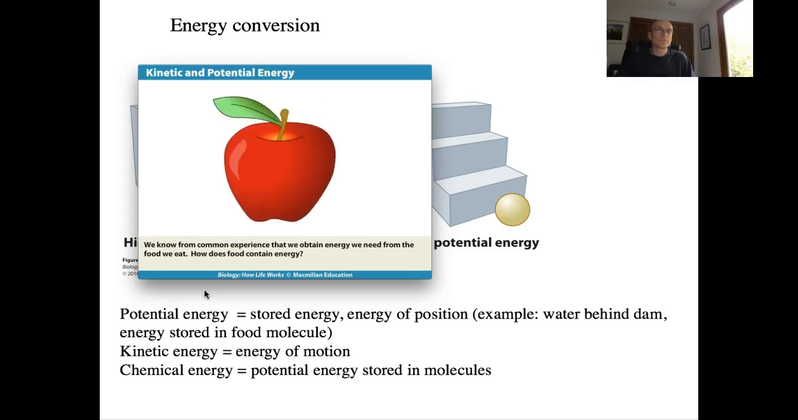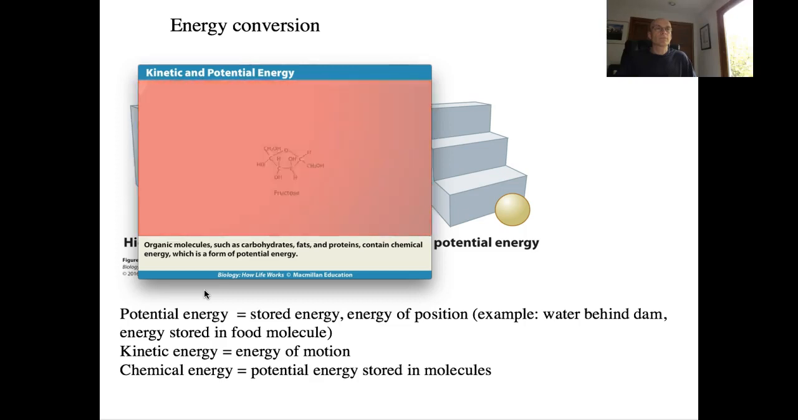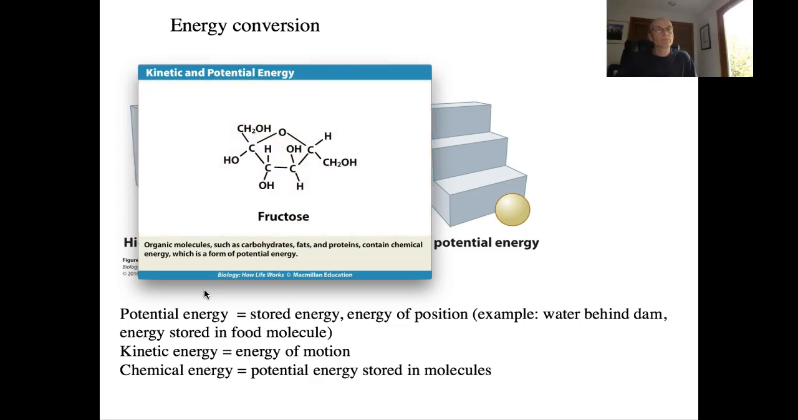We know from common experience that we obtain energy we need from the food we eat. How does food contain energy? Organic molecules such as carbohydrates, fats, and proteins contain chemical energy, which is a form of potential energy. Organic molecules contain many carbon-carbon bonds and carbon-hydrogen bonds. In these covalent bonds, the electrons are far from the two nuclei, so organic molecules store a large amount of potential energy due to their chemical structure.